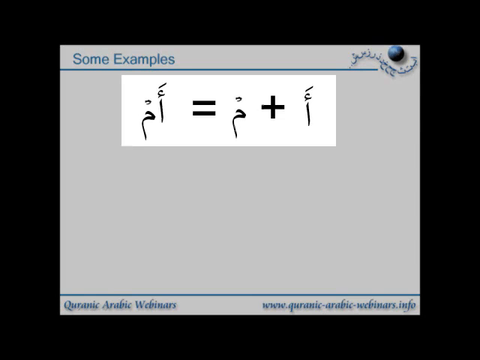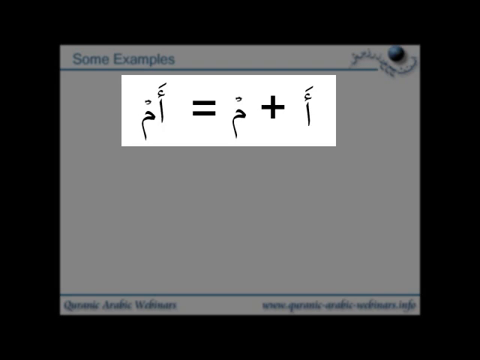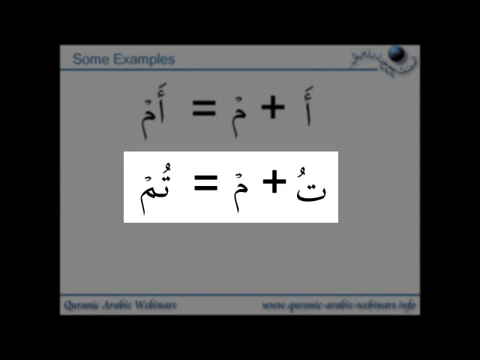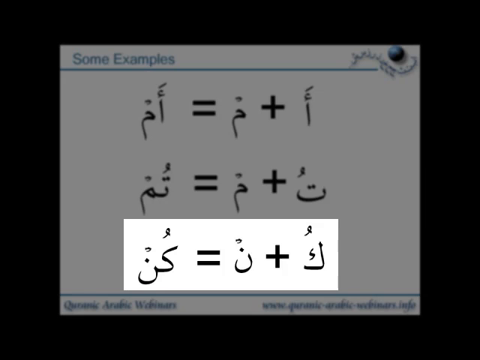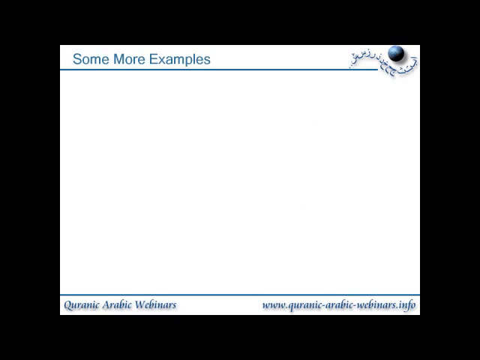Some examples. Here we have the hamza on the alif with fatha giving the sound of a, with the meem again with sukoon giving the sound of am. Here we have ta with the dhamma giving the sound tu, with a meem with sukoon giving the sound of tum. So tu and then the m, tum. We have here kaf with dhamma, with the noon, with the sukoon on it. So the sound given is kun, i.e. we have ku and then the n of the noon giving the sound of kun.